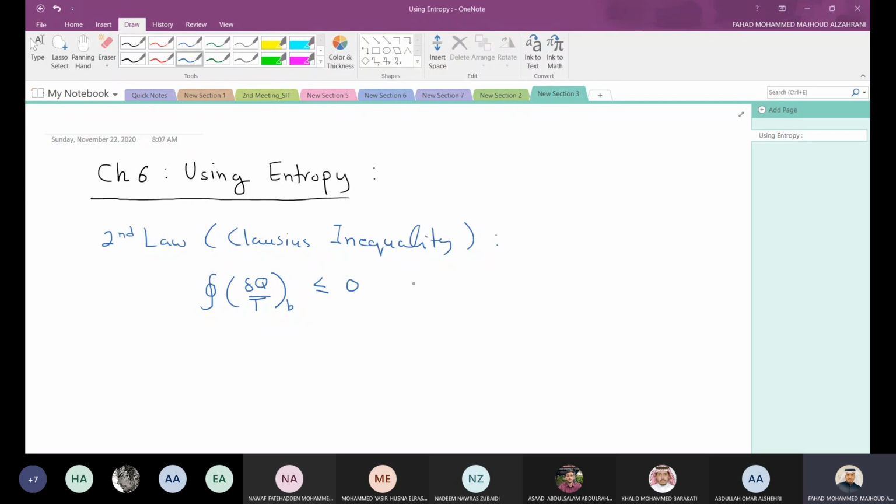Okay, and we said this is equal to minus sigma of the cycle, and we call this the strength of the cycle. If the strength equals 0, that means this is a reversible cycle. If sigma is greater than 0, this is an irreversible cycle. And if sigma is less than 0, this is an impossible cycle.